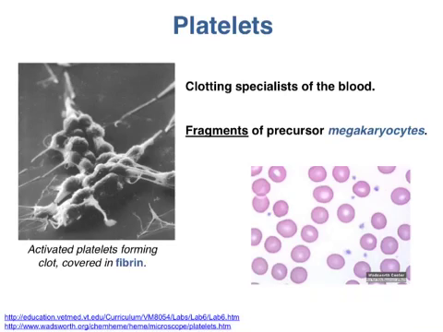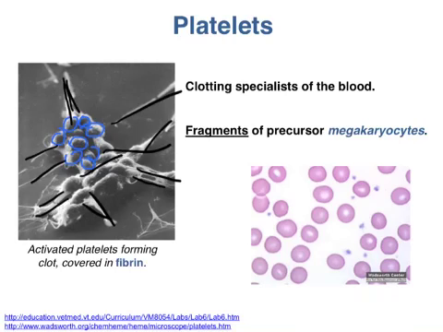In the image over here on your left, you're looking at platelets in action. These are activated platelets, so they've been turned on, and they are making a blood clot. You can see the platelets are all kind of bunched up in these groups, and they have these stringy fibrin tendrils kind of clumping them together and holding them together. Fibrin is the protein that's a major component of the blood clot.